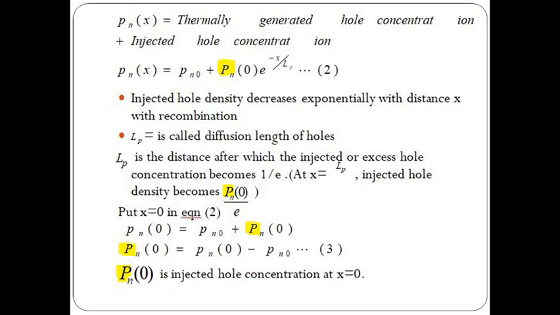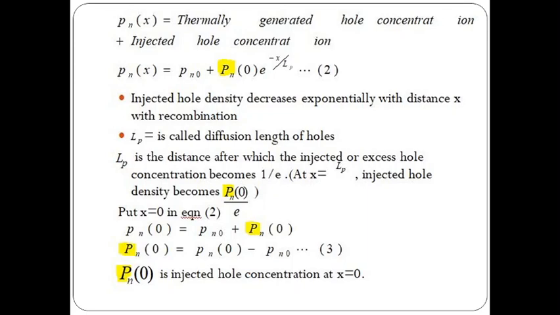Yes, the total, or net, hole concentration in the n region, Pn of x, equals small pn naught, which is the thermally generated hole concentration, plus capital Pn of 0 into e power minus x by Lp. So the injected hole density decreases exponentially with distance x due to recombination. Lp is called the diffusion length of holes.